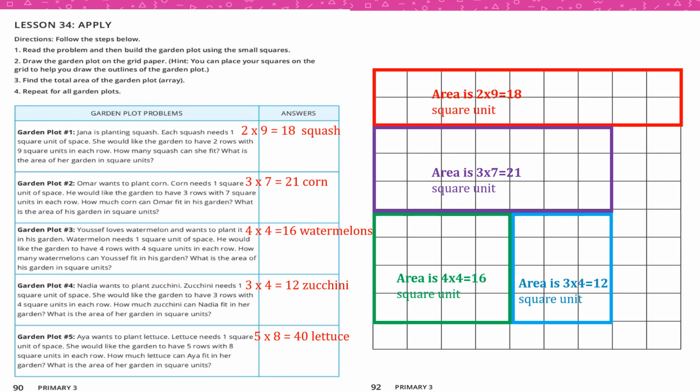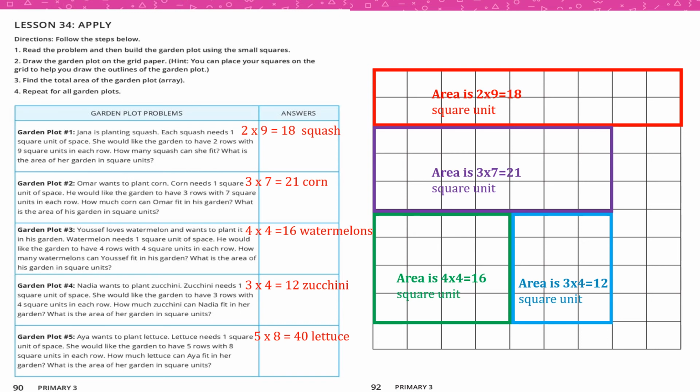Number 5, the last one. Aya wants to plant lettuce. Lettuce needs 1 square unit of space. She would like the garden to have 5 rows with 8 square units in each row. How many lettuce can Aya fit in her garden?